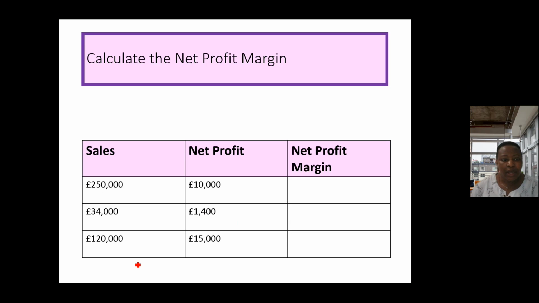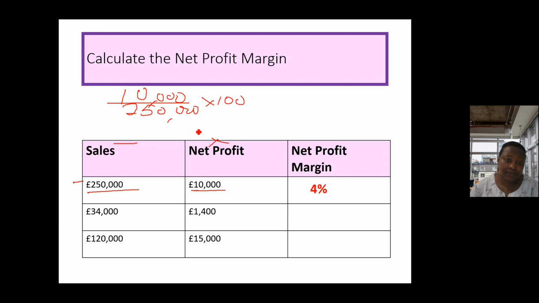Let's look at how that comes in. So we'll try the first one. We've been given our sales value to be 250,000, our net profit to be 10,000. Net profit margin is your net profit divided by sales multiplied by 100. So in this case, we'd have 10,000. We divide that by 250,000. And you multiply by 100, and what you should have is 4%. So if you divide that using your calculator, you would have 4%.